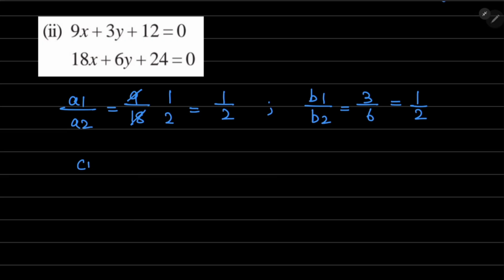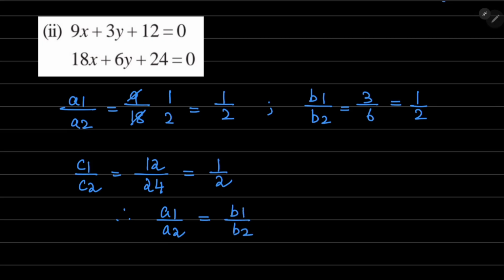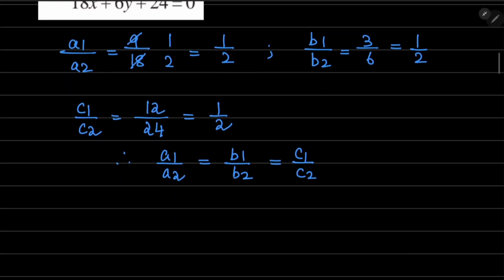And what's your c1 by c2 ratio? It is 12 divided by 24. Again, it is 1 by 2. So here, therefore, what you get is a1 by a2 is equal to b1 by b2, that is also equal to c1 by c2. Whenever all the three ratios are equal, that means the lines are coincident, or they overlap each other.